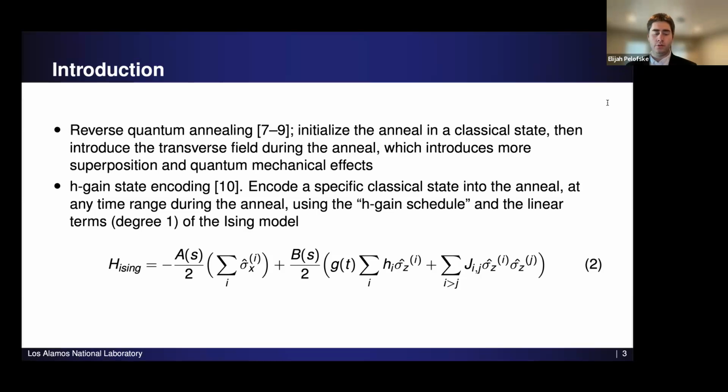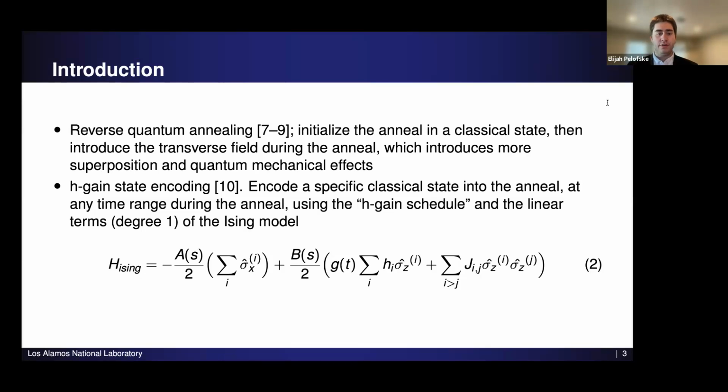H-gain state encoding is a somewhat recent methodology that me and some other co-authors introduced, which uses this feature of D-Wave called H-gain. And we use this to show that you can do a very similar thing to reverse quantum annealing. You can encode a specific classical state into the annealing process at any time point during the anneal using this H-gain schedule, which is what the feature set is in the D-Wave SDK if you look it up. Using this H-gain schedule along with specifying your encoded state using the linear terms of your Ising model.